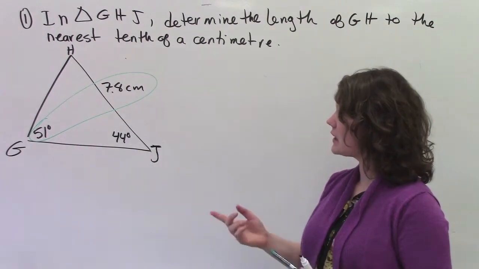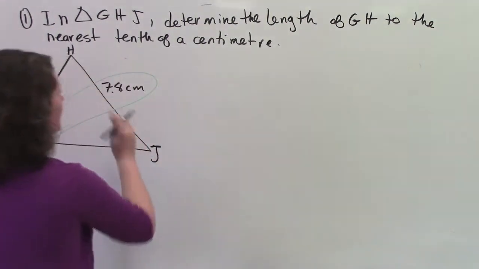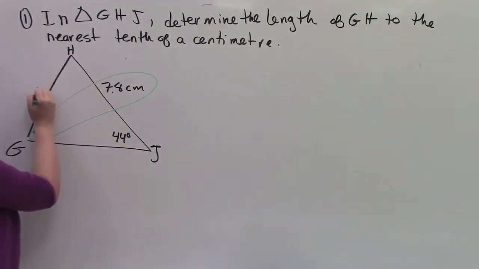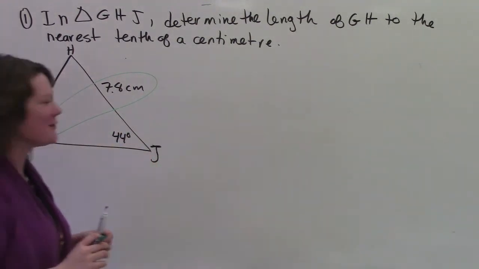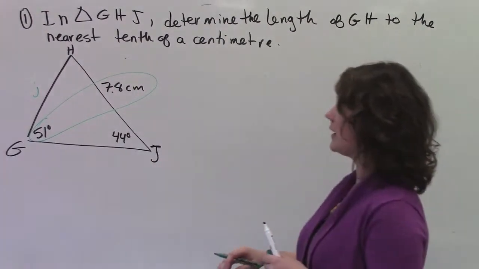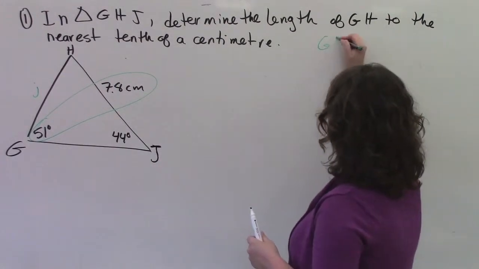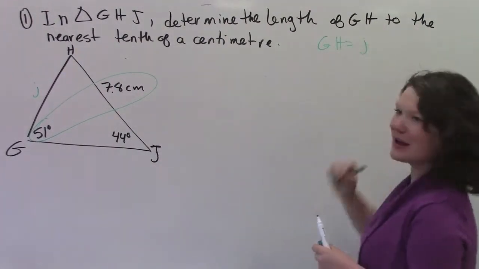So in these kinds of questions, I know that I'm looking for my GH. I'm going to name this little j because it's across from our angle J. So GH is the exact same thing as little j.